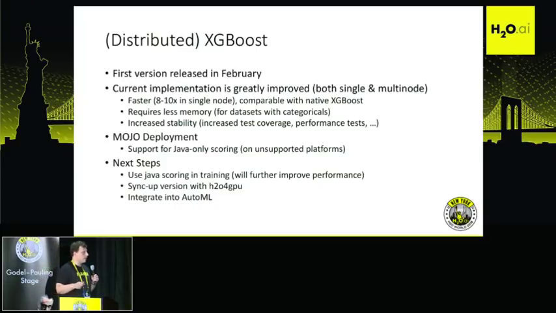We will always have a little bit of disadvantage because we need to move data from Java to off-heap memory, but we are working on improving that as well. The implementation is also less memory hungry, and especially on datasets with many categorical columns or high cardinality categorical columns, you will see that it will require much less memory, and it will be really apparent.